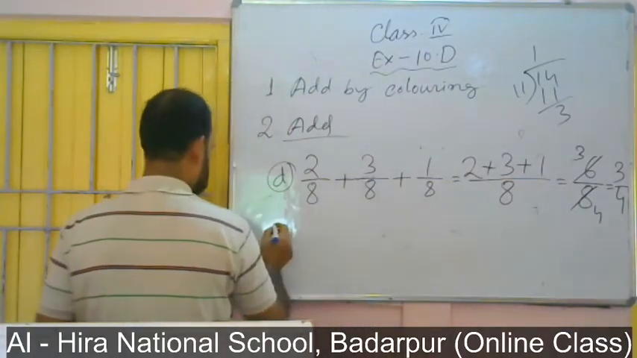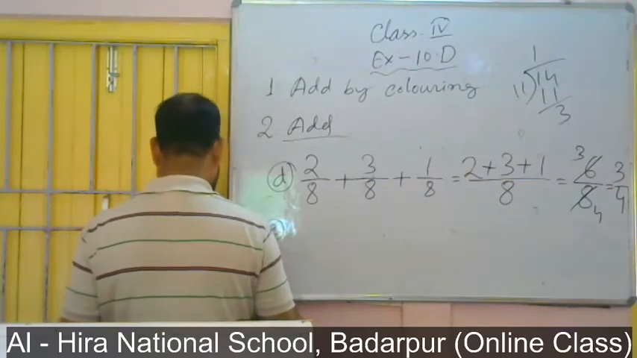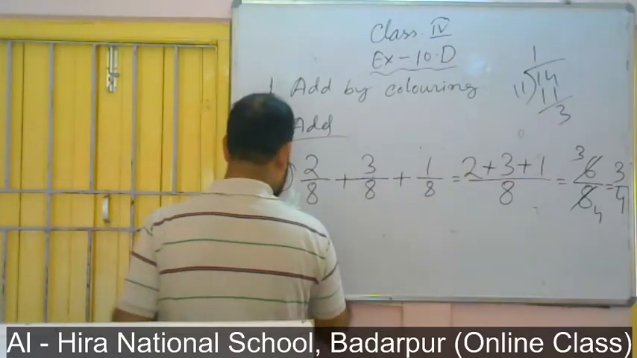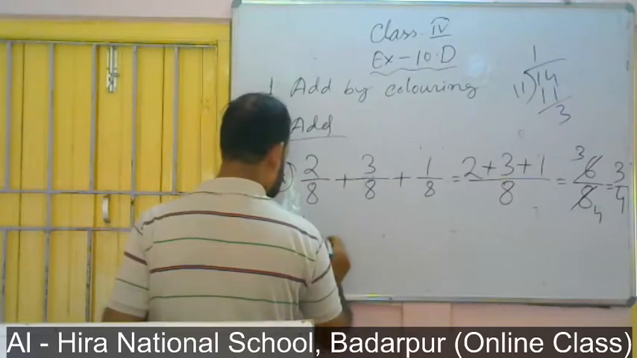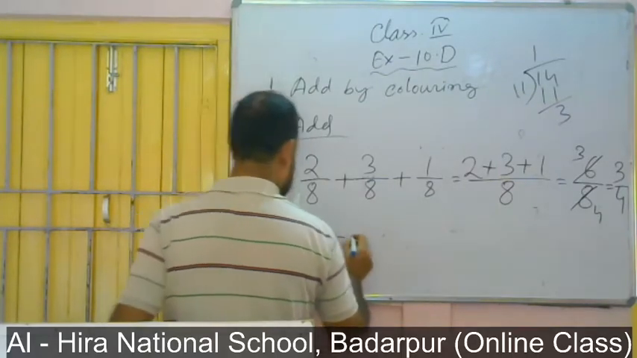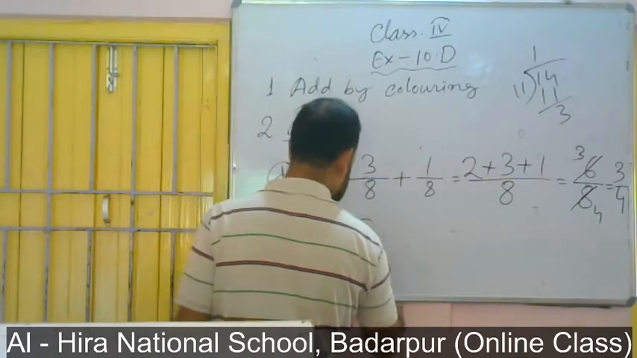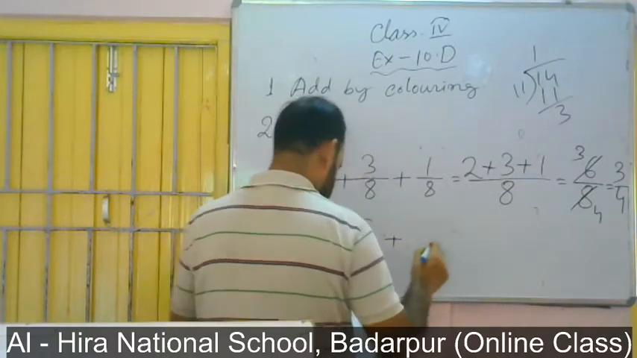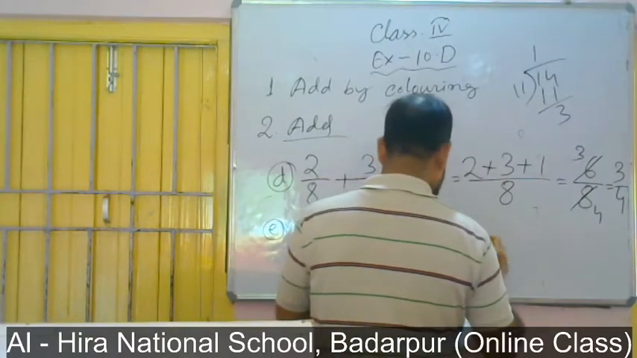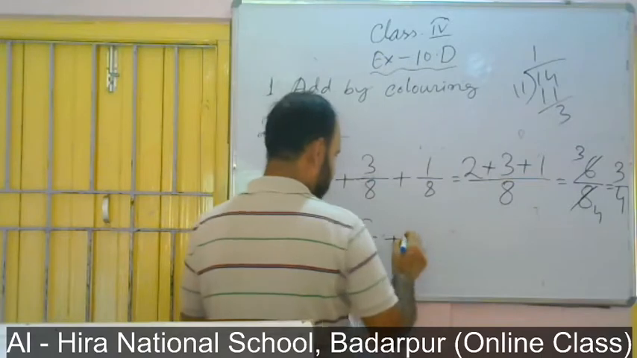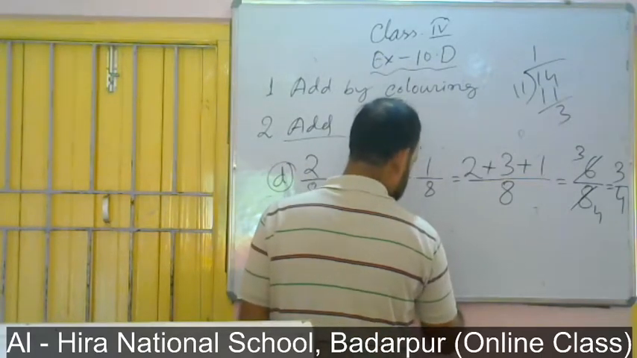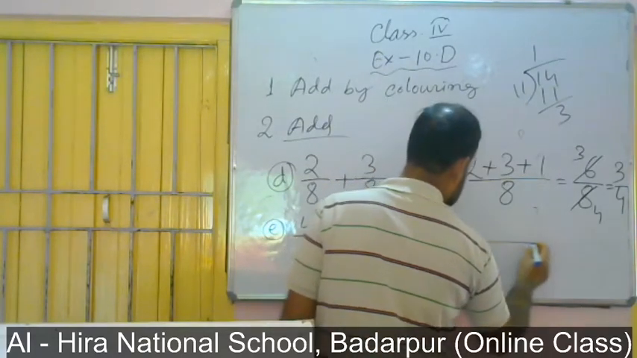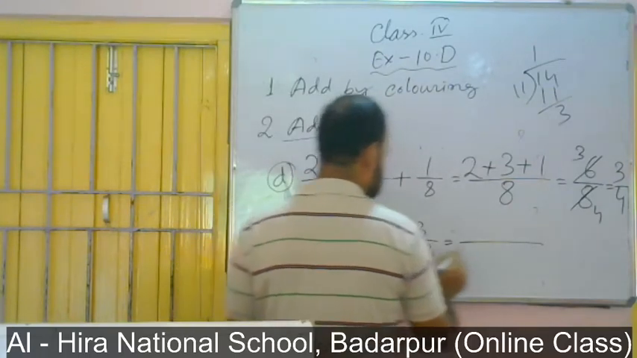Next, question number E. 4 by 13 plus 5 by 13 plus 3 by 13. So we take only one denominator, 13.